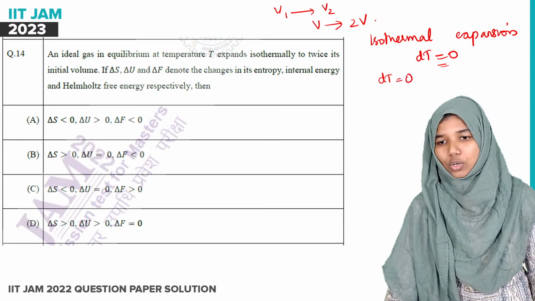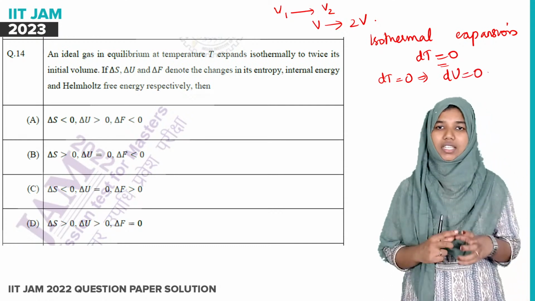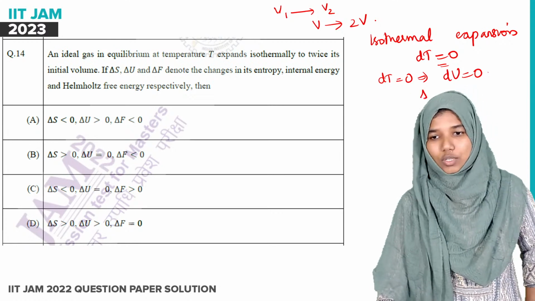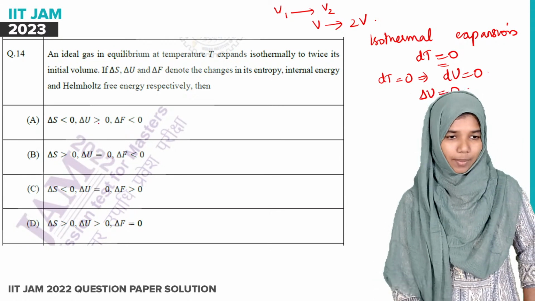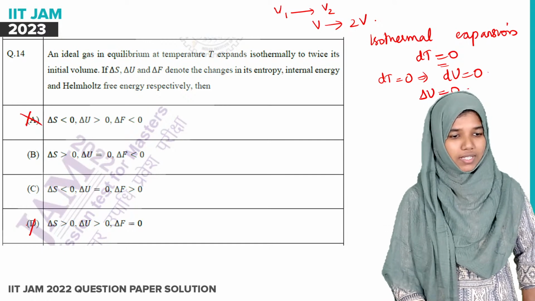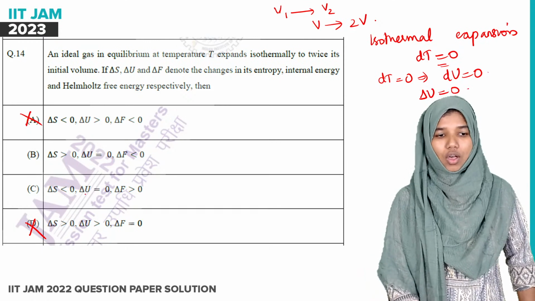dT equal to 0 implies dU is equal to 0. Okay, change in temperature is 0, so the change in internal energy is also 0. So delta U is equal to 0. Looking at the options, there are two options with delta U equal to 0, and we eliminate the first and last options. Okay, now whether delta S is greater than 0 or less than 0.